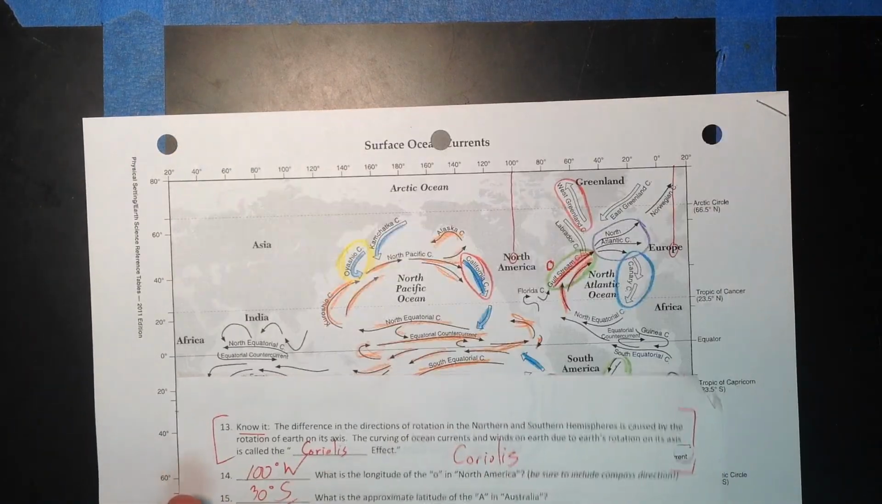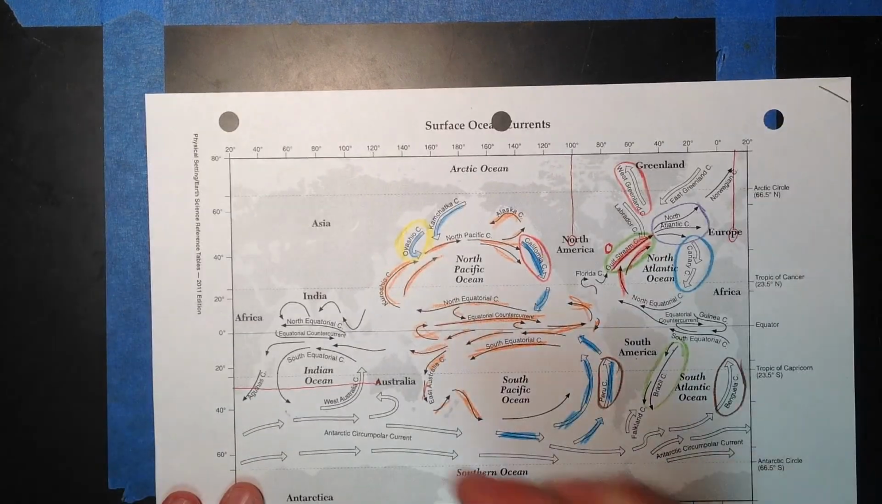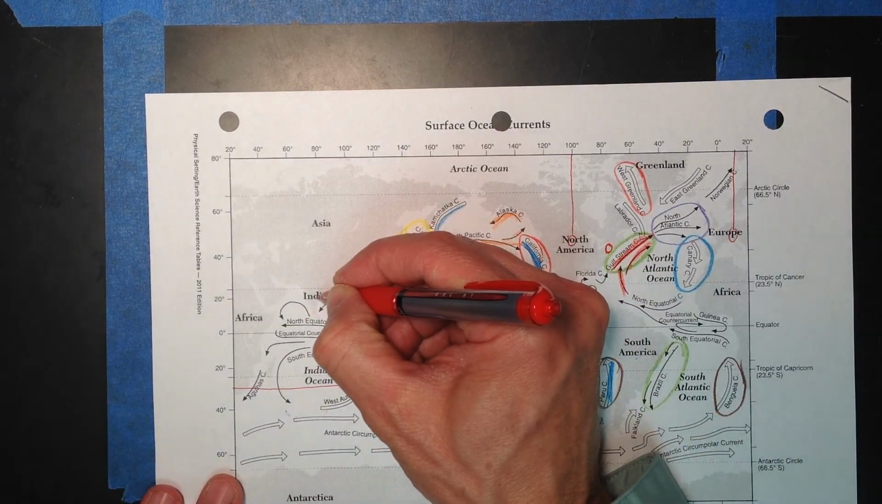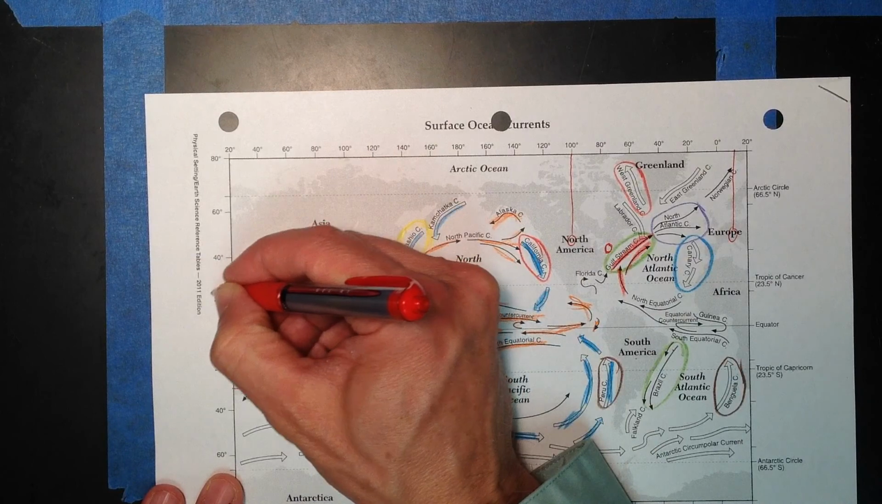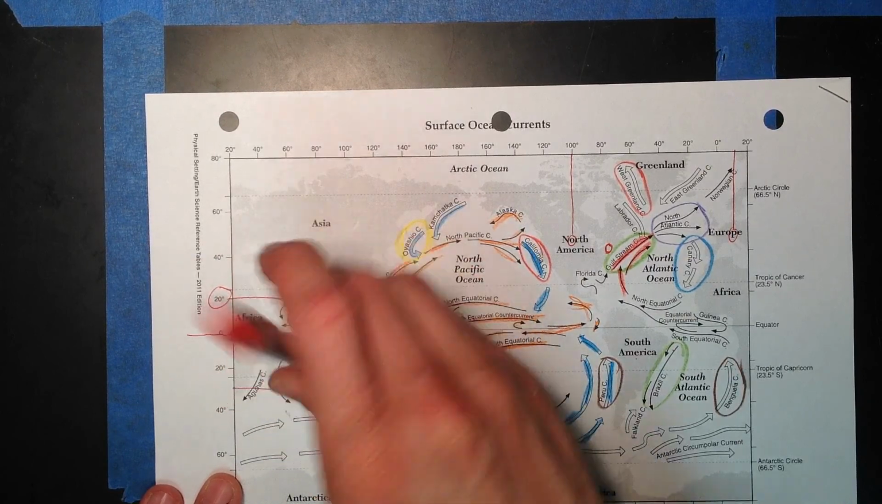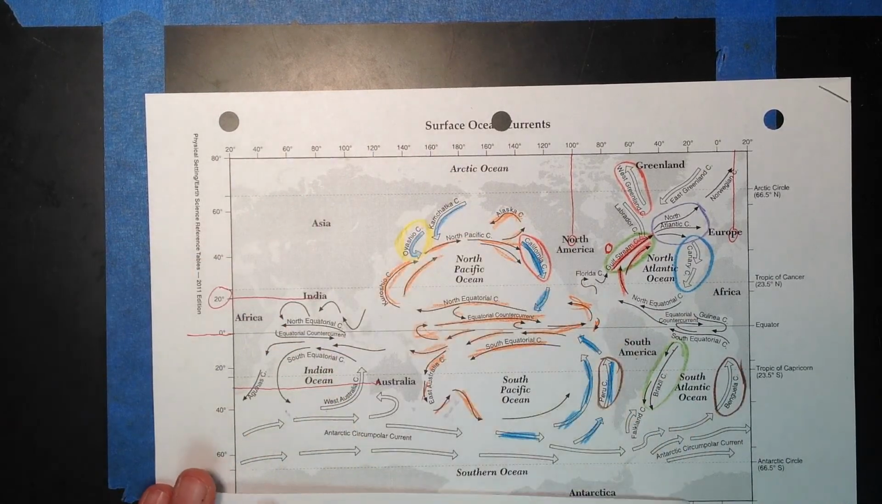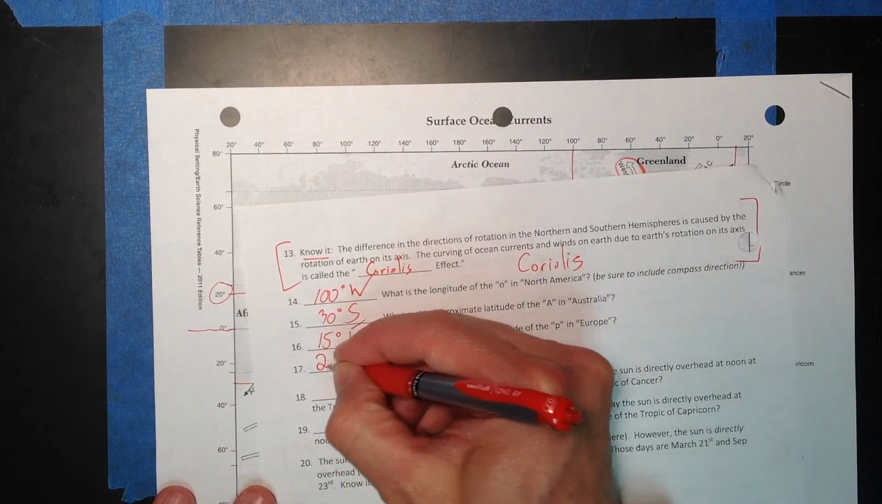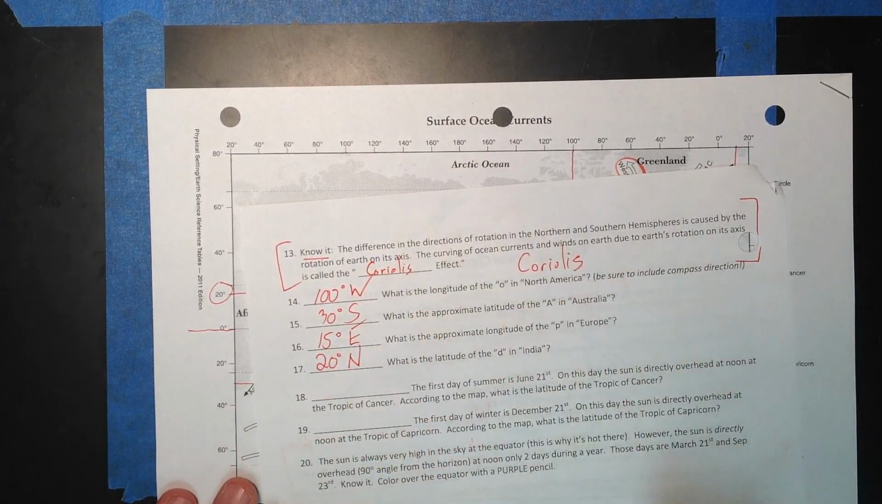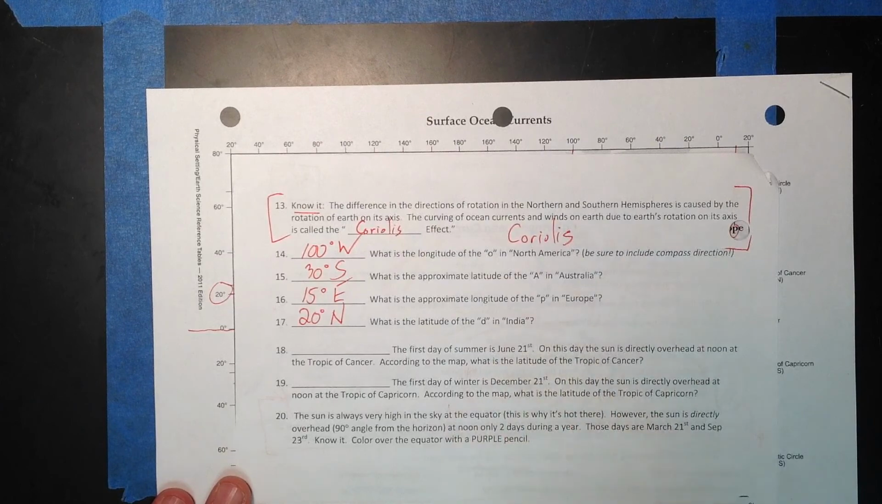What is the latitude of the D in India? What am I doing? Latitude. The D in India. Check that out. Right there, 20, I'm comparing it to zero right here, so it is north of the latitude line, 20 degrees north. If you don't know latitude, longitude, learn it now, know it, learn it.